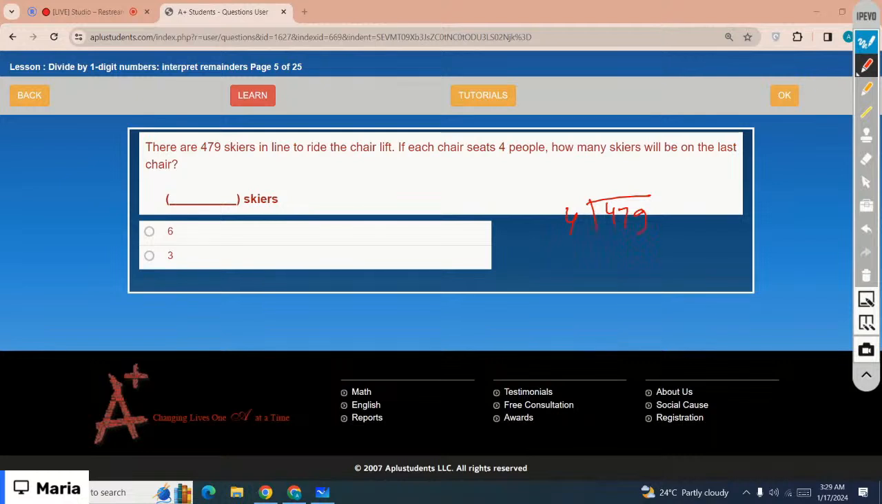Which is the correct option? 3. Let's just see how. 4 times 1 is 4. 0, bring 7 down. 4 times 1 is 4. 7 take away 4 is 3. Bring 9 down. 4 times 9 is 36. So 39 minus 36 is 3. Yes, very good. That is 3. The correct option is 3. Right.